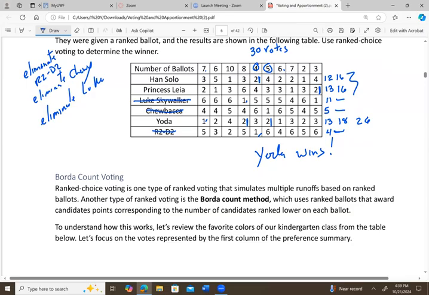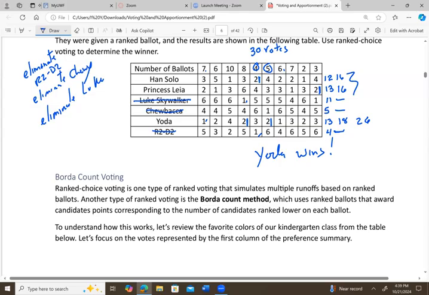So now let's look at Borda count voting. Ranked choice voting is one type of ranked voting that simulates multiple runoffs based on ranked ballots. Another type of ranked voting is the Borda count method, which uses ranked ballots that award candidates points corresponding to the number of candidates ranked lower on each ballot.